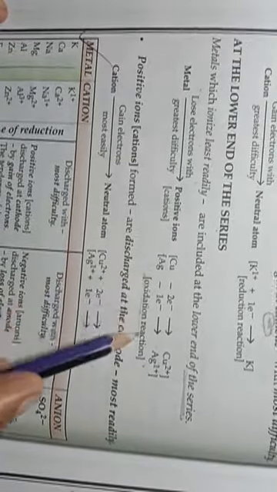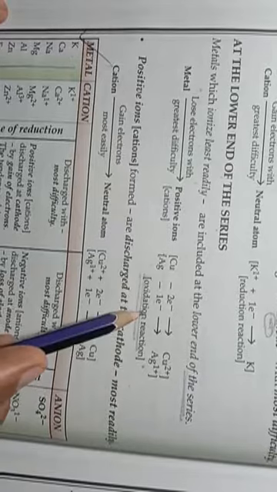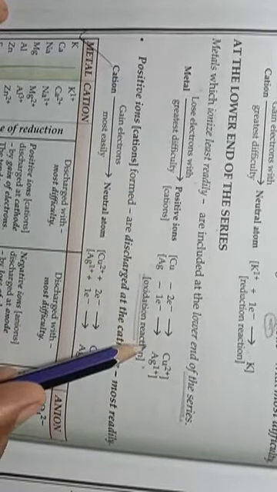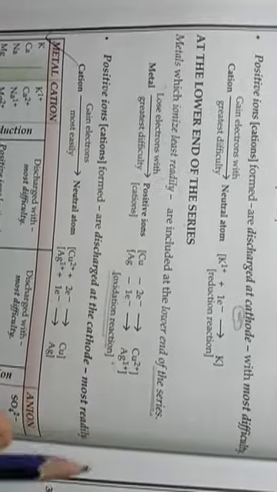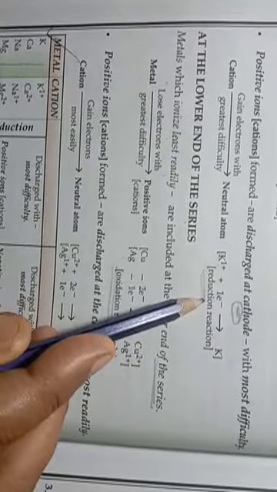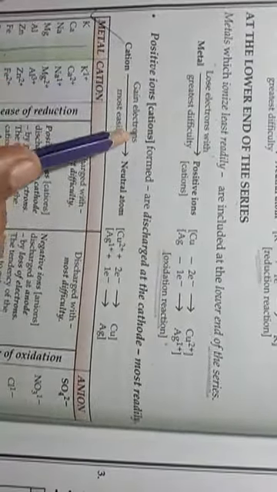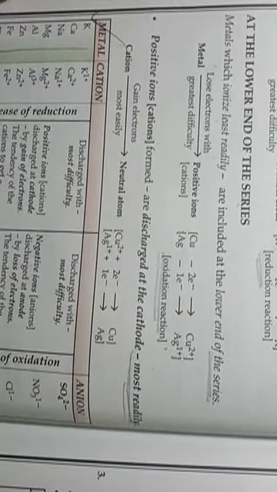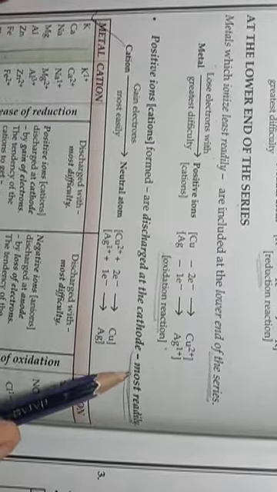Loss of electrons is there, that is why this reaction is known as an oxidation reaction. And in this reaction, gain of electrons is there, so it is a reduction reaction. Now positive ions formed are discharged at the cathode most easily. So positive ions which are formed most hardly can discharge most easily.